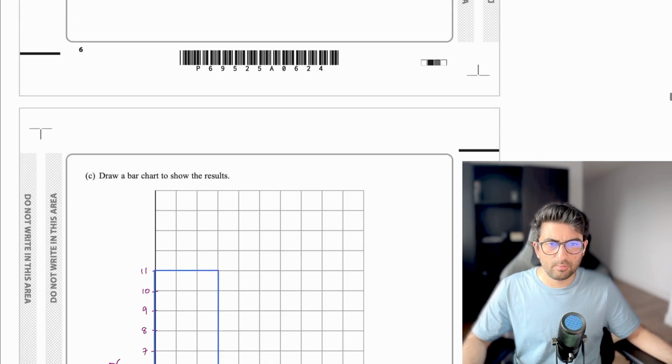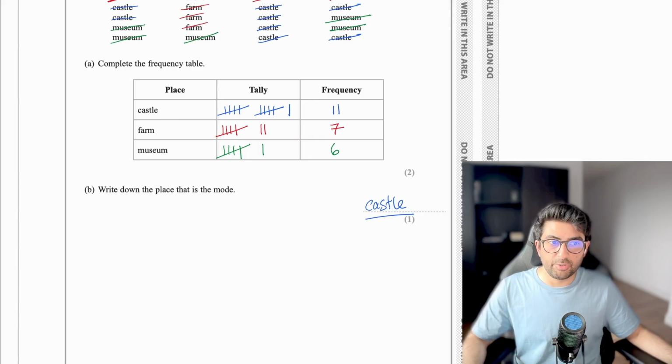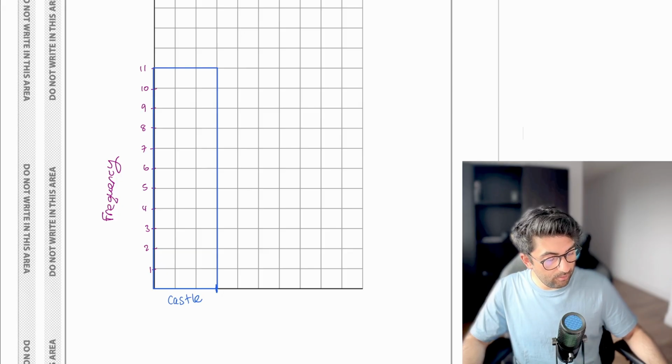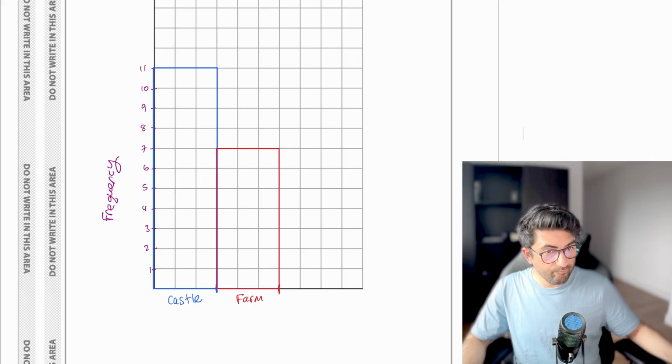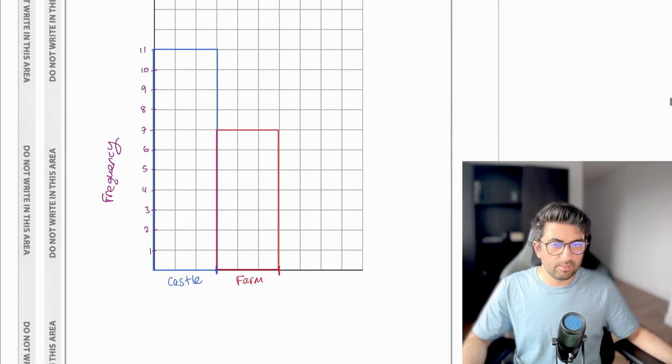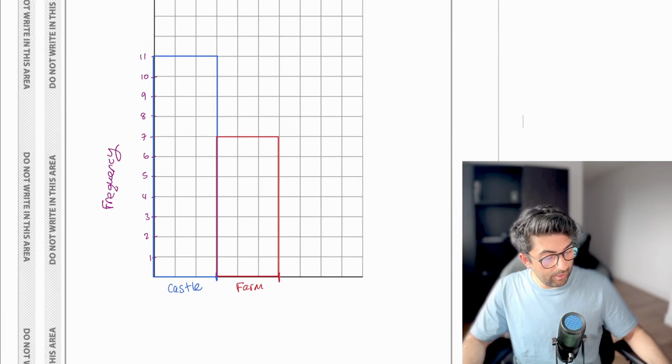Okay, so the next one is a farm, which is 7. So let's draw that in as well. And again, 3 squares along the bottom. Farm, and that's going to be 7. Okay, so we've got farm, and the last one there is museum, which is 6. So let's draw museum. And again, 3 along the bottom. Museum. And this one is going to be 6.